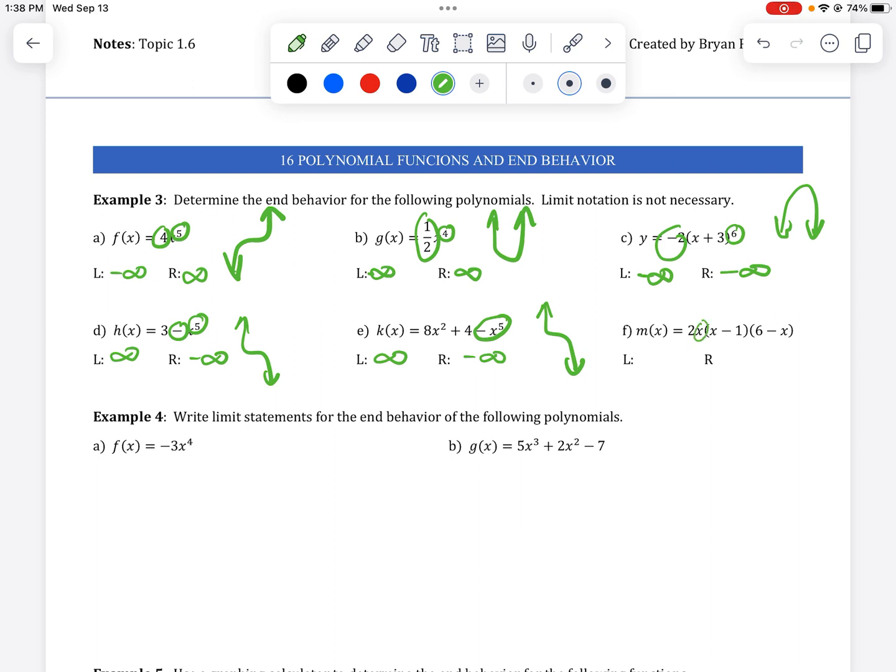And what would this one be? 1, 2, there's 3, but it would be negative. So this would be positive over here and then negative.